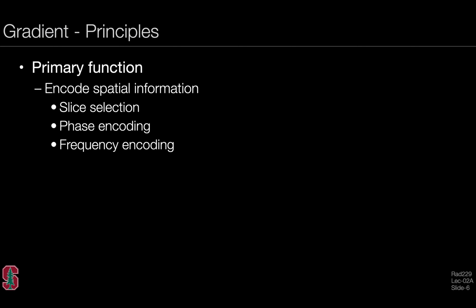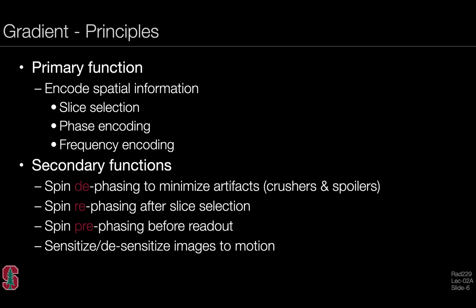So let's think about the principles of the gradient field and in particular the primary function. The primary function of the gradient is to encode spatial information, and this will occur in a series of 3 steps that we refer to as slice selection, phase encoding, and frequency encoding. And we'll get some insight to these 3 steps of spatial encoding in this sublecture. There are some secondary functions as well.